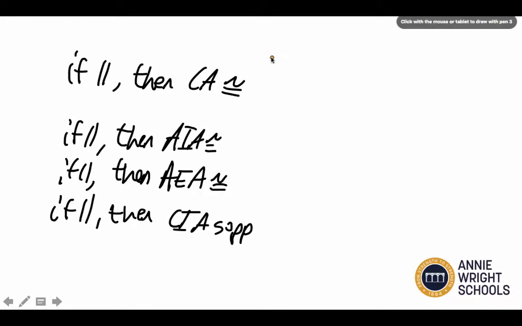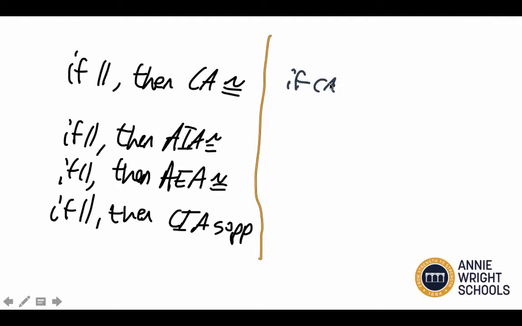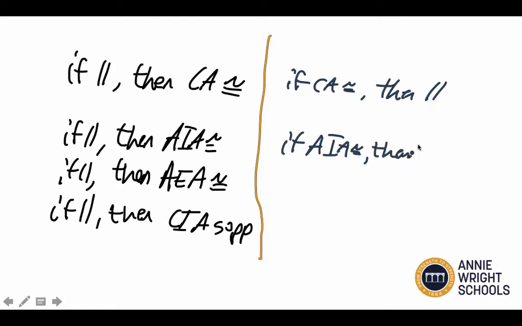Today, this video is all about the converses. So, if parallel, then CA congruent. If CA congruent, then parallel. If parallel, then AIA congruent. If AIA congruent, then parallel, and etc. I don't think I have to write them all out, but I will.